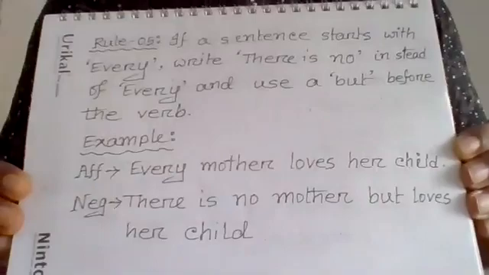Suppose every mother loves her child. Every mother loves her child. This sentence starts with every. So you will have to write there is no instead of every, and loves is the verb, and you will have to write a but before loves. So the answer will be there is no mother but loves her child. So the rule is instead of every you will have to write there is no, and before the verb you will have to write a but. Look at the rule. You can write it.